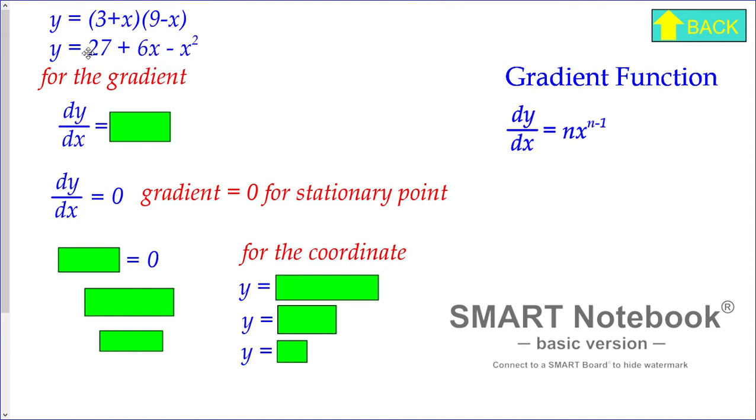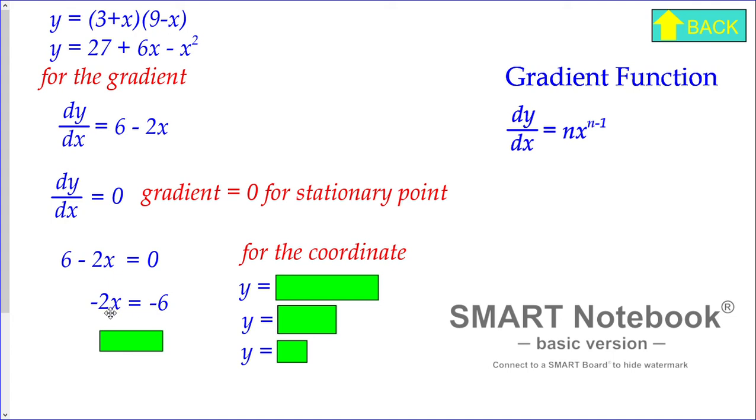Well, the derivative of 27 is just 0. Derivative of 6x is just 6. And minus 2x. We've seen this many times at this point. We want the stationary point when the gradient equals 0. So we have to set our gradient function equal to 0. We subtract 6 from both sides and divide out the negative 2, we get x equals 3. That's the x-coordinate of our stationary point.